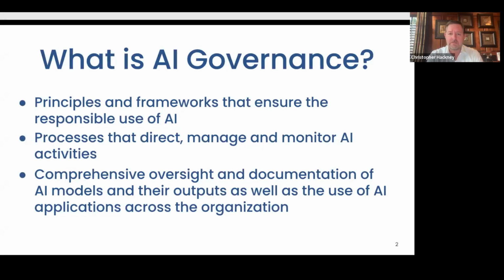So let's start with what is AI governance. First, it's just a series of principles and frameworks that ensure the responsible use of AI. Many companies today are adopting AI rather quickly, and this provides a framework that allows you to do so safely and responsibly. It encompasses the processes that direct, manage, and monitor AI activities, and it provides comprehensive oversight and documentation of AI models and their outputs, as well as the use of AI applications across the organization. This is particularly important because so much of the work in AI is not necessarily AI model building, but the use of AI in your day-to-day role.